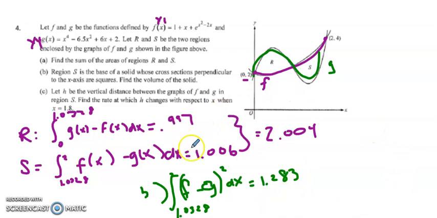Okay, part C says let h be the vertical distance between the graphs of f and g in the region S. So we're over here again. Find the rate at which h changes with respect to x when x equals 1.8. So for this one, I need, again, top curve minus bottom curve, so f minus g. That is the distance h.